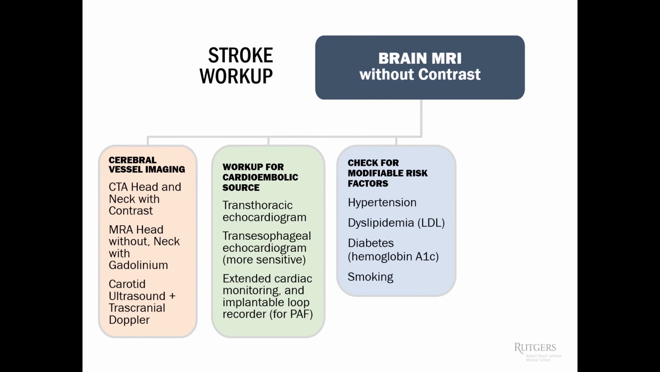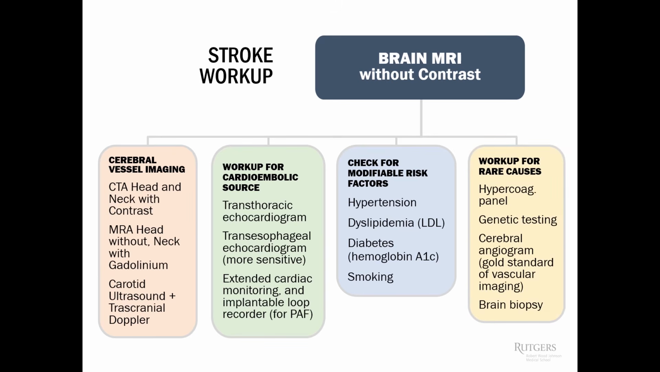In certain patients where a rare stroke mechanism is suspected, we may have to check for hypercoagulable state or genetic vasculopathies. And occasionally, invasive procedures like a cerebral angiogram, which is really the gold standard of vascular imaging, and a brain biopsy, which is the gold standard of gold standards, may be necessary for diagnosis. For example, if you have a case of CNS vasculitis.